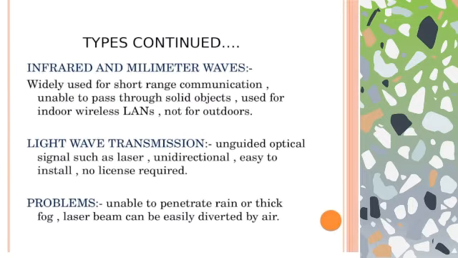Next we are going to discuss infrared and millimeter waves. It is widely used for short range communication but it is unable to pass through solid objects. It is used for indoor wireless LANs, it is not fit for outdoors.